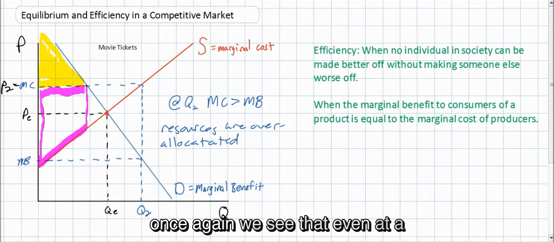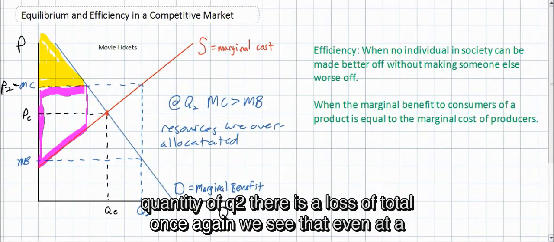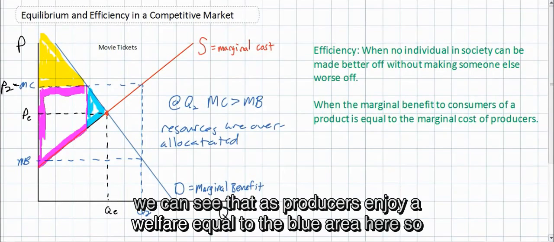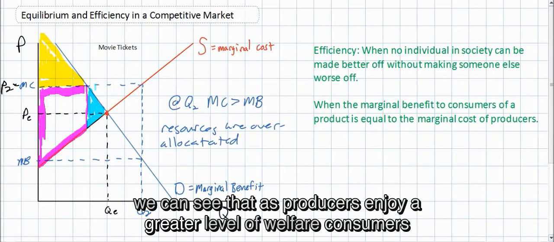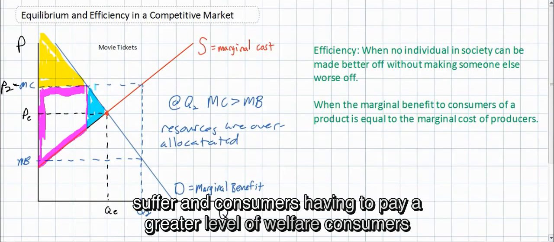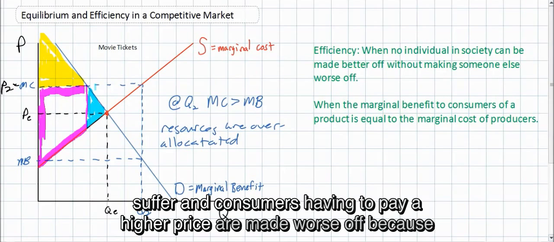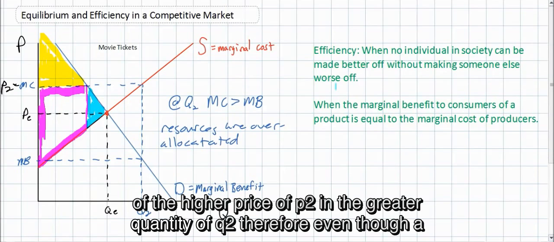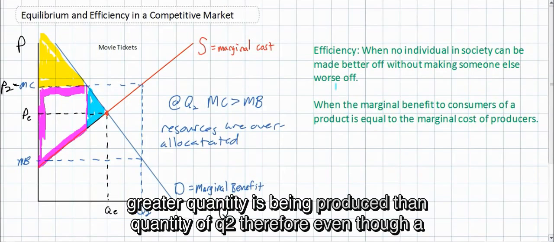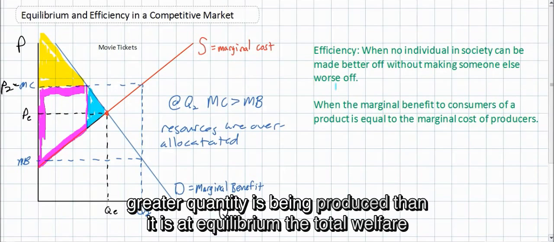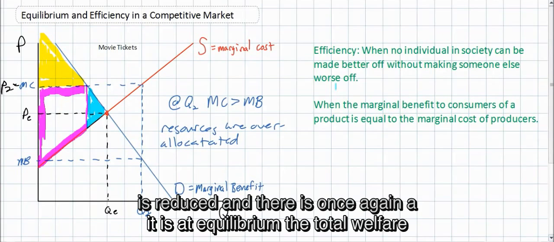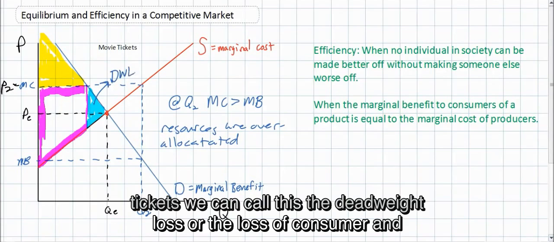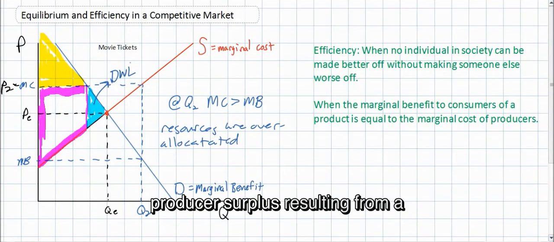The producer surplus is now represented by the purple area here. Overall, however, once again, we see that even at a quantity of Q2, there is a loss of total welfare equal to the blue area here. So we can see that as producers enjoy a greater level of welfare, consumers suffer, and consumers having to pay a higher price are made worse off because of the higher price of P2 and the greater quantity of Q2. Therefore, even though a greater quantity is being produced than it is at equilibrium, the total welfare is reduced, and there is once again a welfare loss in the market for movie tickets. We can call this the deadweight loss, or the loss of consumer and producer surplus resulting from a disequilibrium in the market.